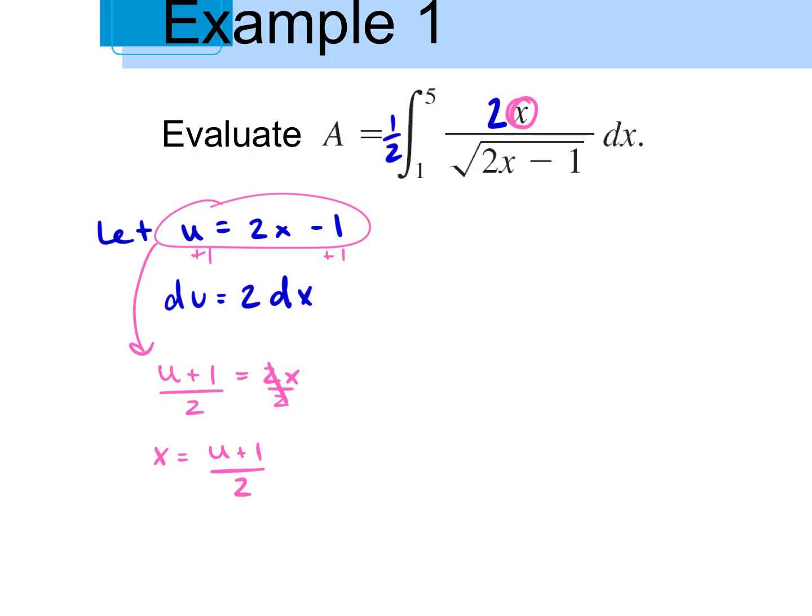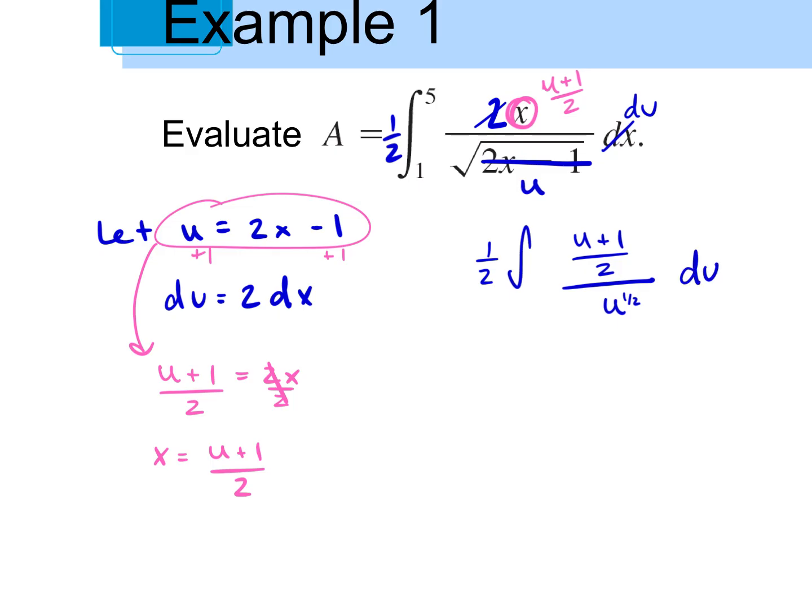So let's plug in what we have. So 2x minus 1, we're going to substitute the u into there. 2 dx is going to turn into du. And then x is going to turn into u plus 1 over 2. So I have 1/2 times our integral of u plus 1 over 2 over, I'm going to say u to the 1/2 power just to change that square root, times du.